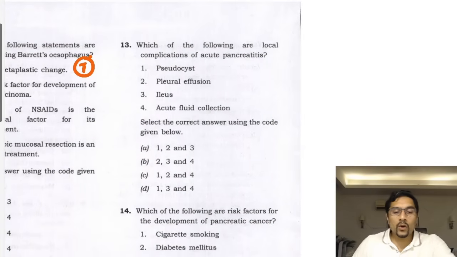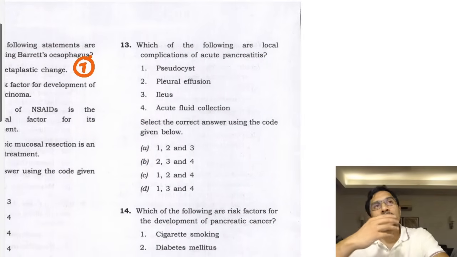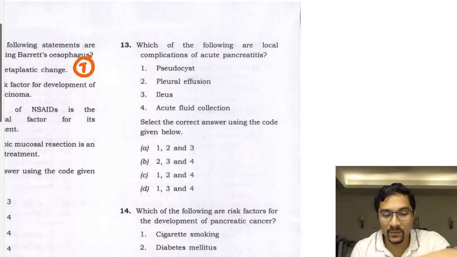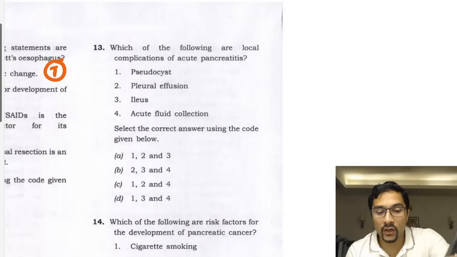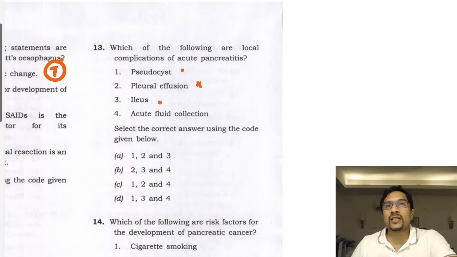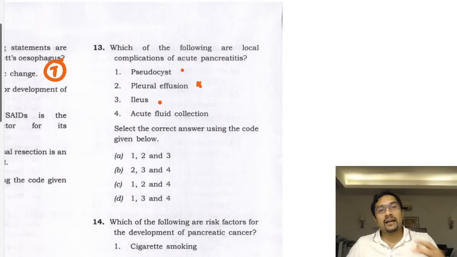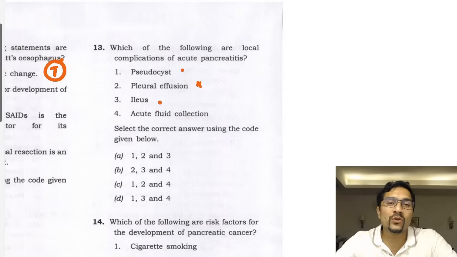Which of the following are local complications of acute pancreatitis? Now we know in acute pancreatitis you can have local complications and there can be systemic complications as well. We know pseudocyst is a local complication. This is correct. Pleural effusion will not be a local complication. Paralytic ileus is a local complication, which is why you get the sentinel loop sign and the colon cutoff sign. All these signs can be seen in acute pancreatitis, and they are a sign of ileus. Why ileus? Because of inflammation, the bowel is going to get stunned and it will not contract.